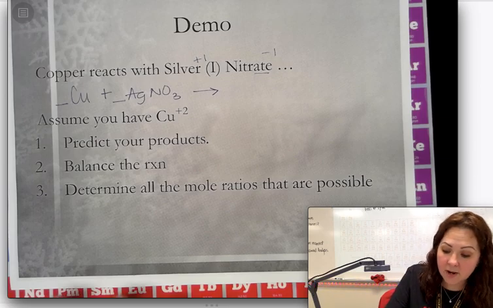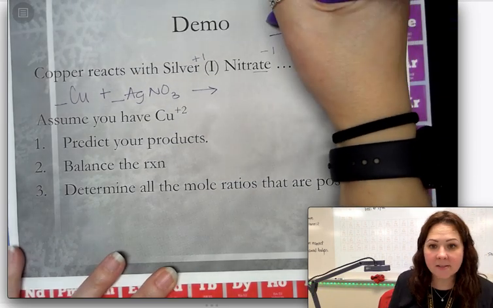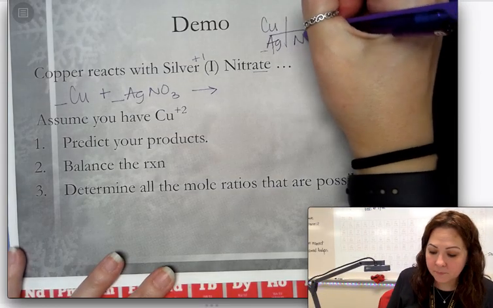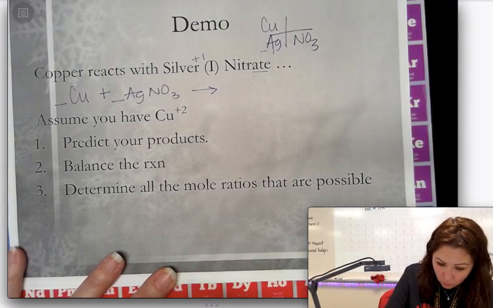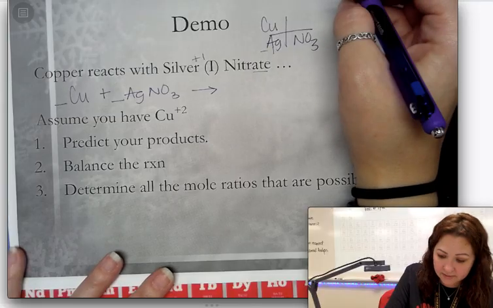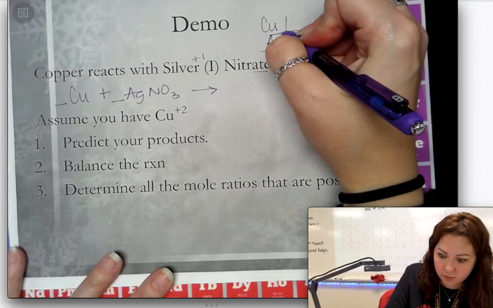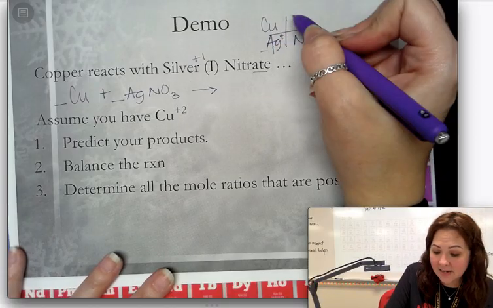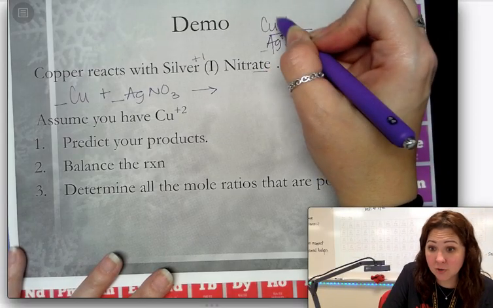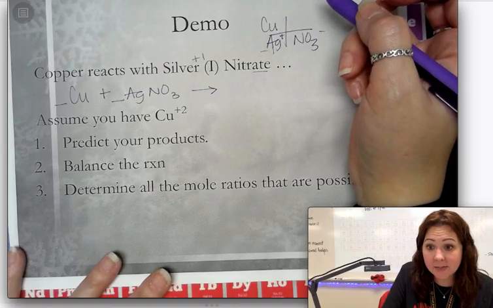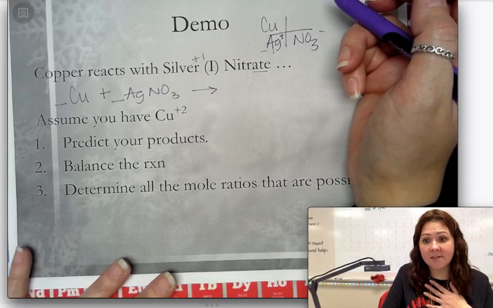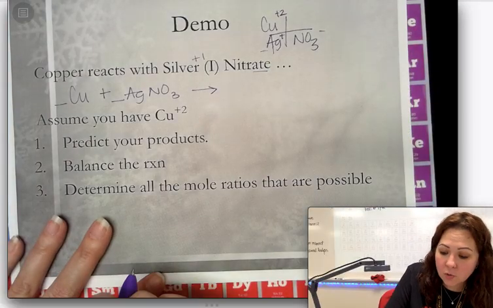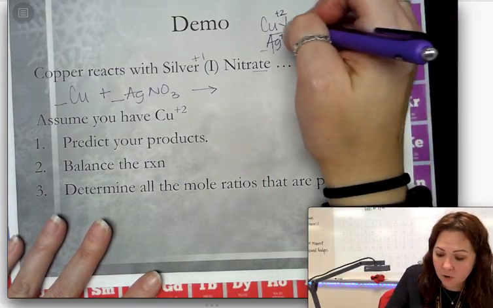So when we predict our products, I have copper all by itself, and then I have silver 1 nitrate, so AgNO3. For my product, when I go to balance this out, we swap and drop. We have silver and nitrate. In this case, copper doesn't have a charge. We don't know what it is, because it's a transition metal. I would have to tell you in this case that we are using copper with a +2 charge. So we're going to cross our partners.